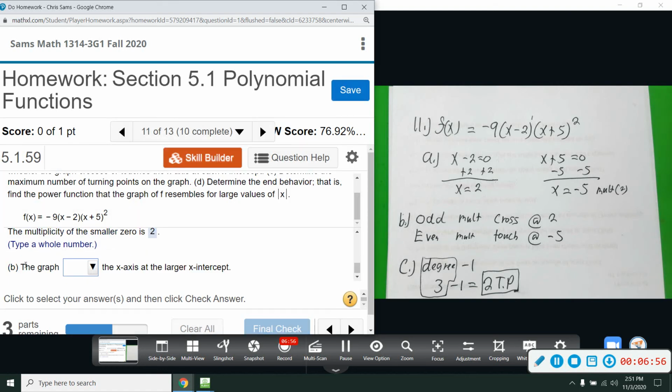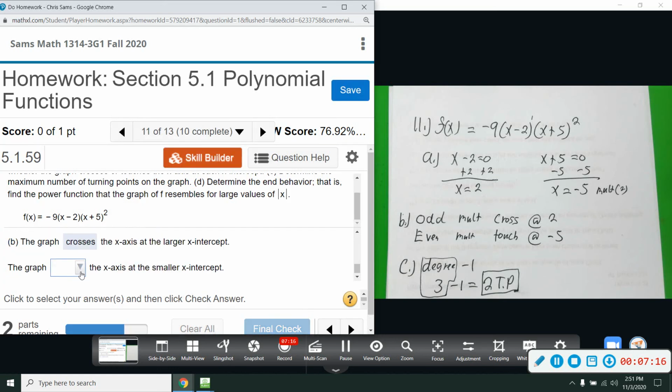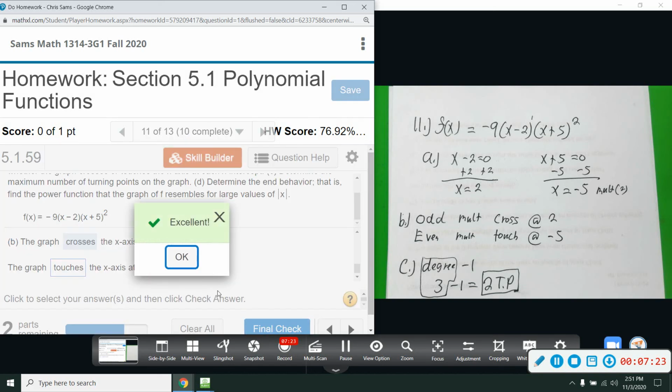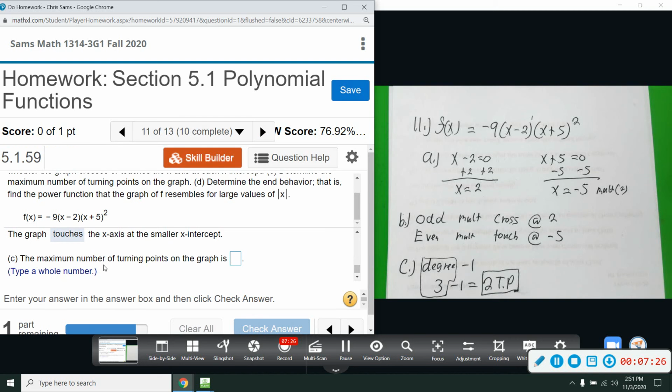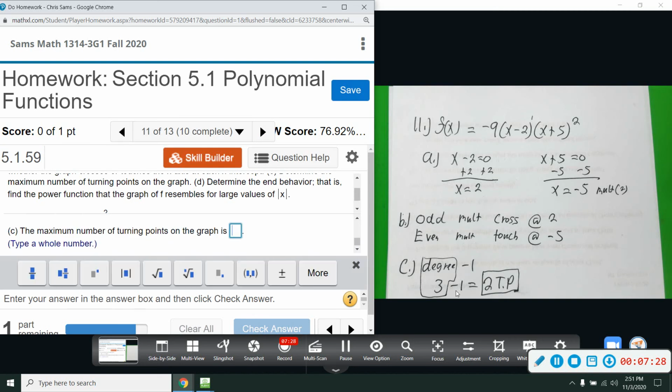All right, now it says the graph blank the x-axis at the larger integer. So does it cross or touch? At the larger integer, which was 2, it crosses. The graph crosses the x-axis at the larger x-intercept. The graph touches when it's negative 5, because it's even. Okay, even roots touch, odds cross. And then the maximum number of turning points is 2. Okay, it's always your degree minus 1.